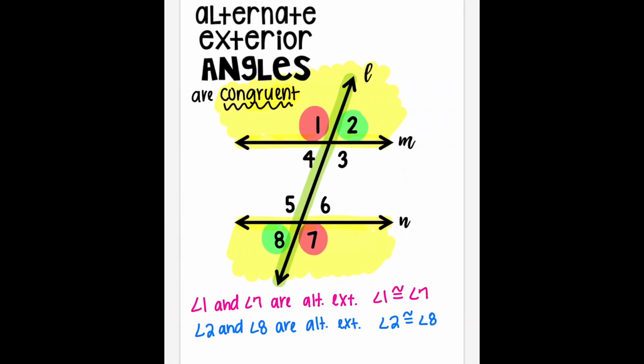Okay, alternate exterior angles. So same idea as with the interior ones, it's just that now we're on the outside, so we're above or below the parallel lines. Now, when we're thinking about alternate, remember that means the opposite. So if angle 1 is in the top left, then its alternate is going to be the bottom right.